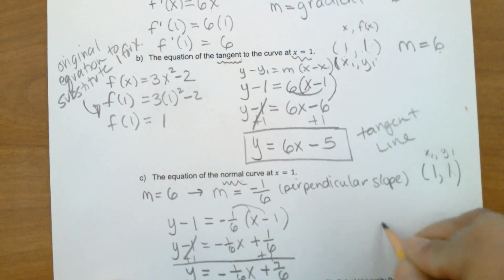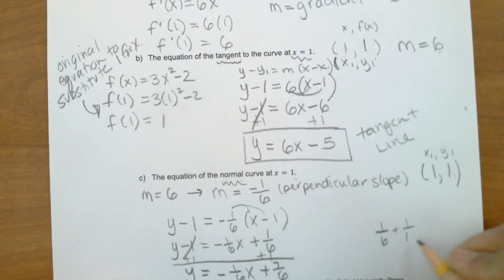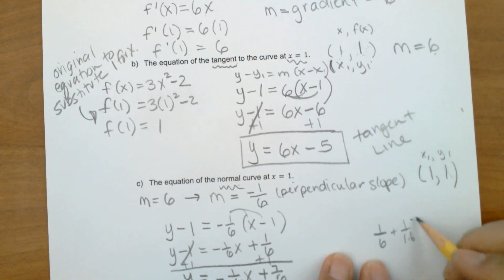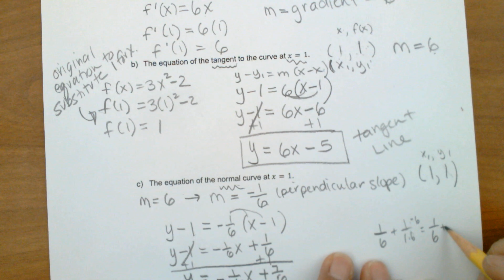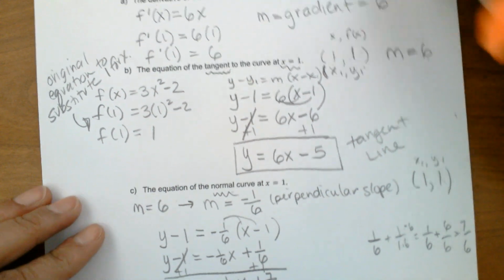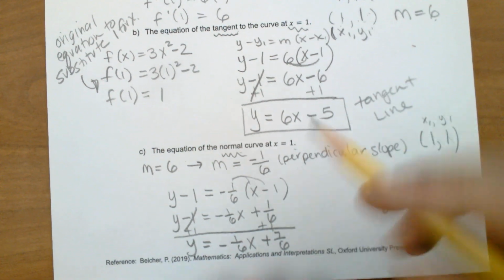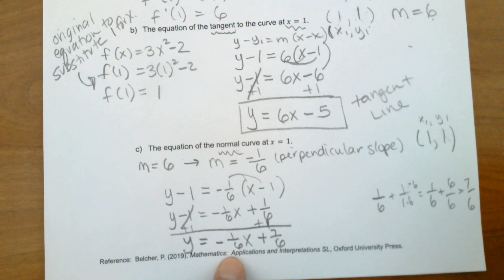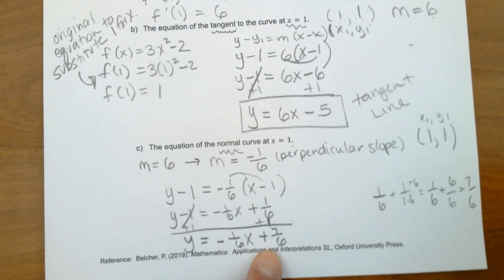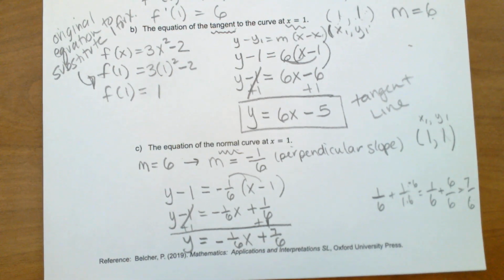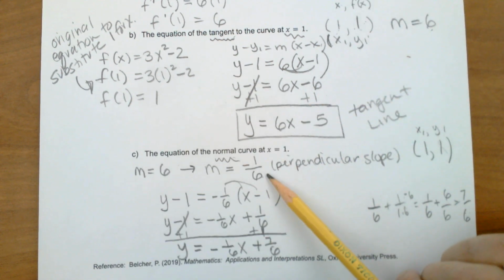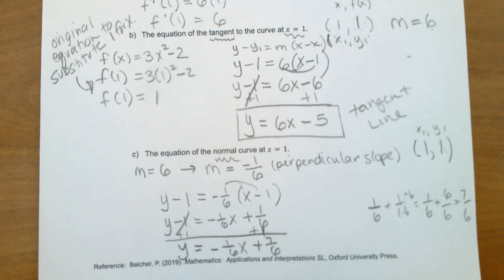All I did was 1 over 6 plus 1 over 1. I found a common denominator of 6, so it's 1 over 6 plus 6 over 6. That's how I got my 7 over 6. You could do it in a calculator as well. So I added 1, and then I got y equals negative 1 over 6 x plus 7 over 6, and here's my little show work. It's very similar to what I did here, except I just had to take that opposite reciprocal slope.